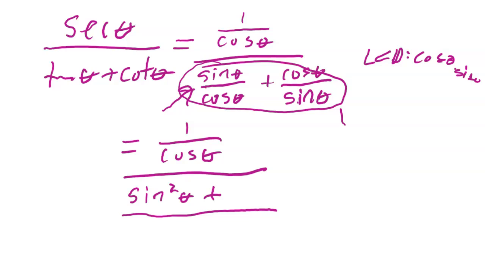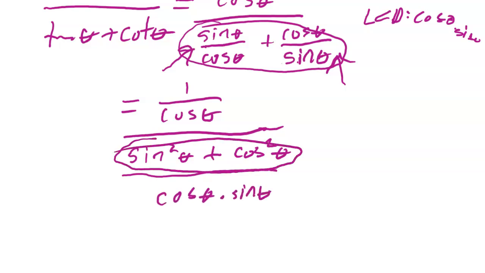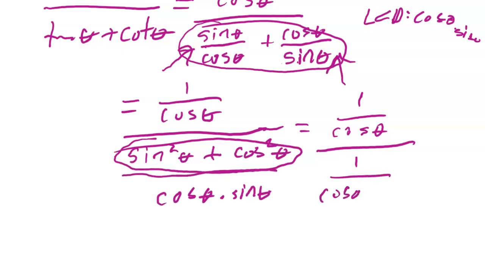And then when I multiply this one, I'm going to multiply the top and the bottom by cosine because the denominator is missing a cosine. So I get cosine squared theta. And then finally, I get just the denominator cosine theta times sine theta. And then I know what this turns into. That just turns into 1. So I get 1 over cosine theta times sine theta.